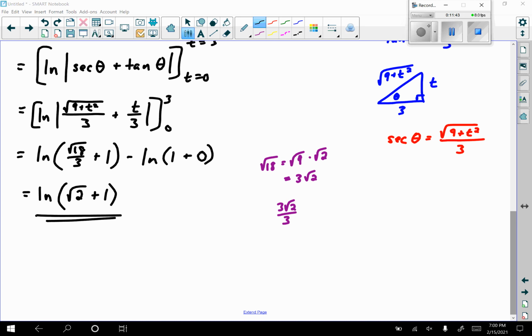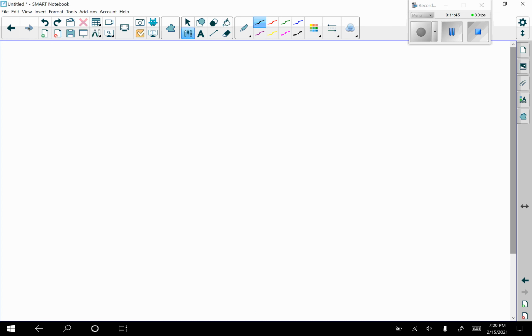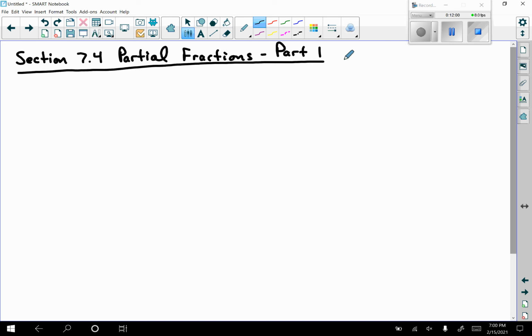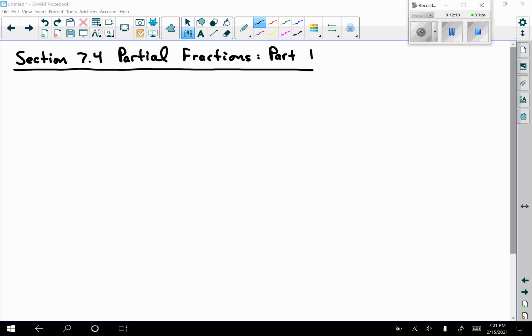All right, so let's go ahead and start the first part of section 7.4, which is called partial fractions. All right, so what we're really doing, this is another technique of integration when none of the other methods are working. So I'm just going to start off with an example, just kind of jump right into it, and then I'll go over the pieces of, like if our problems look like this, what do we do?